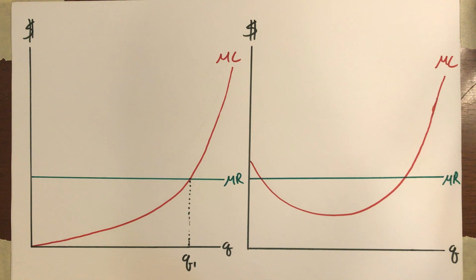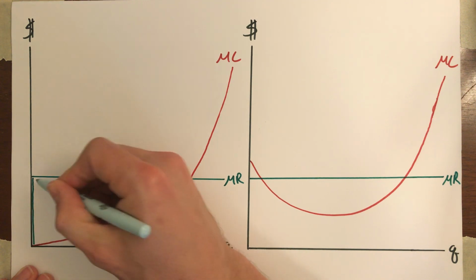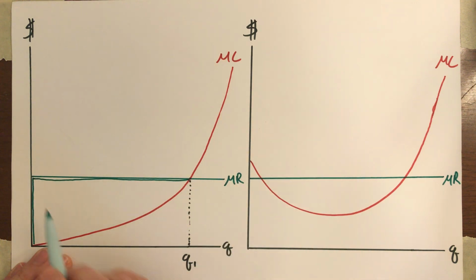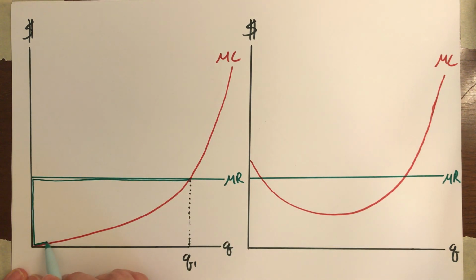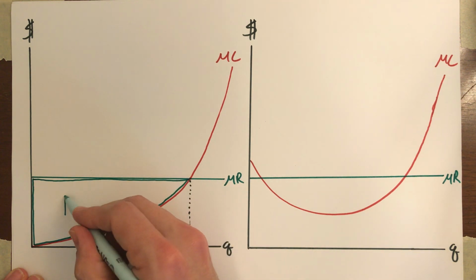And notice that if you produce those units, then the firm is earning profits that can be represented by the area between these 2 curves. The difference between the price that you sell a good for and your marginal cost of producing that good. It's going to be this area right here. That'll be your profit.